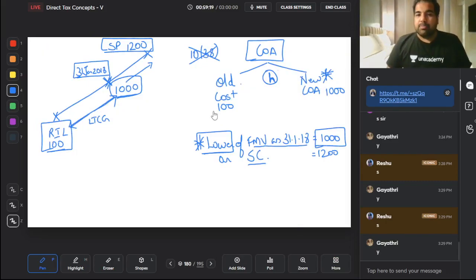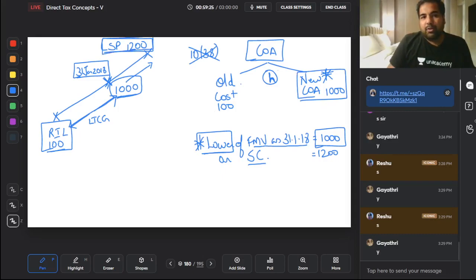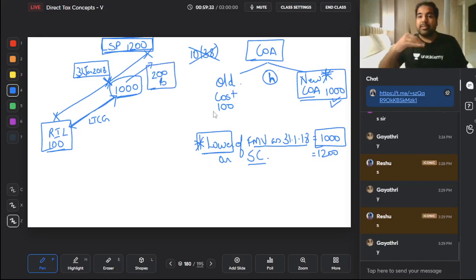Why have they done this? Because, guys, the moment your new cost is 1000, when you're finally selling it for 1200 rupees, they're only taxing you on 200 rupees. That is, they're only taxing you on the gain after Arun Jaitley's speech, not before that. So I repeat, this applies only when you buy a listed asset before Arun Jaitley's speech date, that is 31st Jan 2018, and sell it after that, and it is a long-term capital asset.